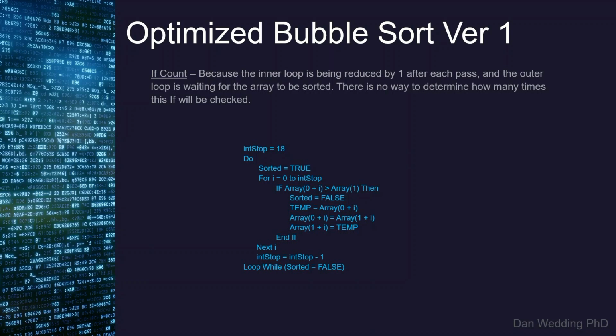Because the inner loop is being reduced by 1 after each pass, and the outer loop is waiting for the array to be sorted, there's no way to determine how many times this if will be checked.